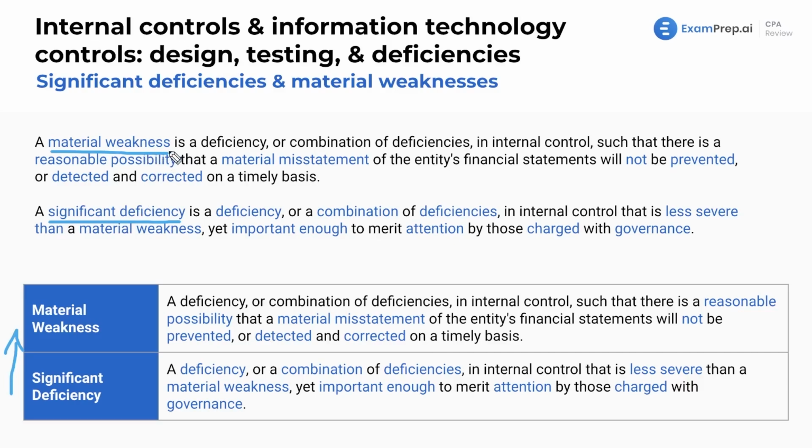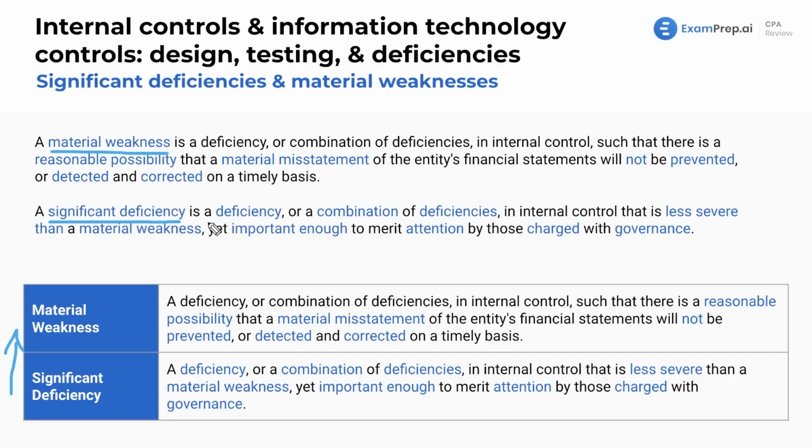Well, a material weakness is a deficiency or combination of such deficiencies in internal control such that there is a reasonable possibility, and reasonable possibility is a pretty high level because reasonable assurance is a high level of assurance. So a reasonable possibility is a high possibility that a material misstatement of the entity's financial statements will not be prevented or detected and corrected on a timely basis.